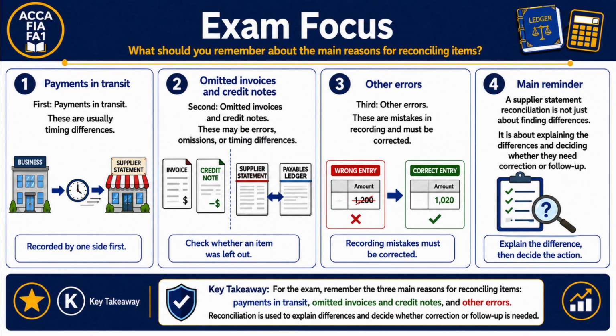Exam focus. For your exam, remember the three main reasons for reconciling items. First, payments in transit. These are usually timing differences. Second, omitted invoices and credit notes. These may be errors, omissions, or timing differences. Third, other errors. These are mistakes in recording and must be corrected. Also remember, a supplier statement reconciliation is not just about finding differences. It is about explaining the differences and deciding whether they need correction or follow-up.